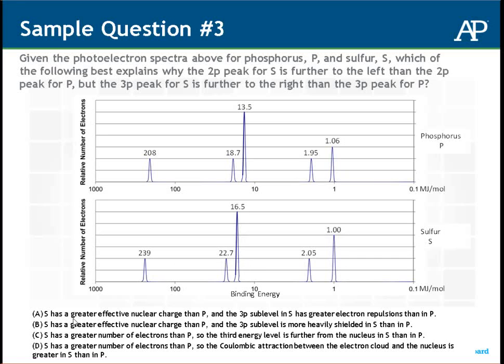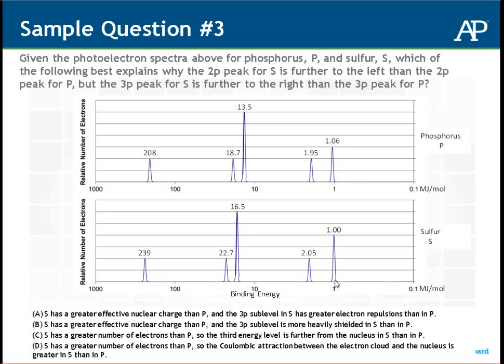So let's look at our options. A: S has a greater effective nuclear charge than P. That would be true. And the 3p sublevel in sulfur has greater electron repulsion than in P. So that seems to make sense, right? It has greater effective nuclear charge, which makes the binding energy greater for sulfur, especially in the 2s and the 2p. And the 3p sublevel in S has greater electron repulsions, and if it does, that would make the 3p binding energy be less. So that one seems to make sense.